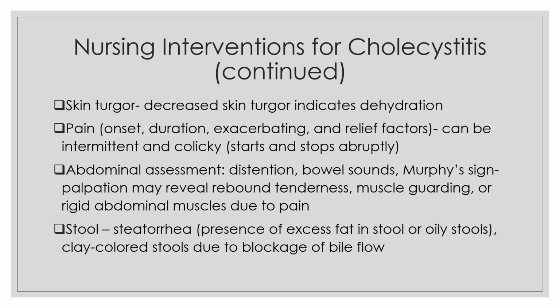We're going to monitor pain: onset, duration, exacerbating and relief factors. This can be intermittent and colicky. Colicky, again, remember, it starts and stops abruptly. And then the abdominal assessment: distension, bowel sounds, Murphy sign. And again, with Murphy sign, palpation may reveal rebound tenderness, muscle guarding, or a rigid abdominal muscle due to the patient's pain.